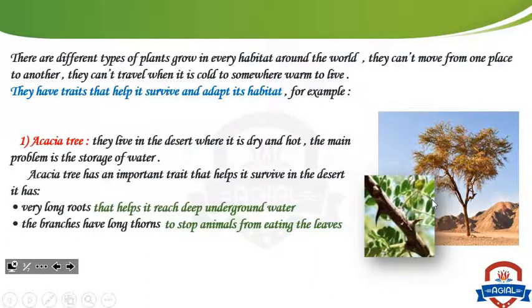So, the acacia tree has very long roots that help it reach deep underground water and thorns to stop animals from eating the leaves.